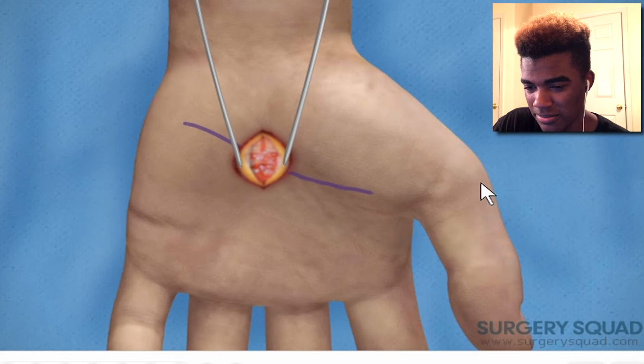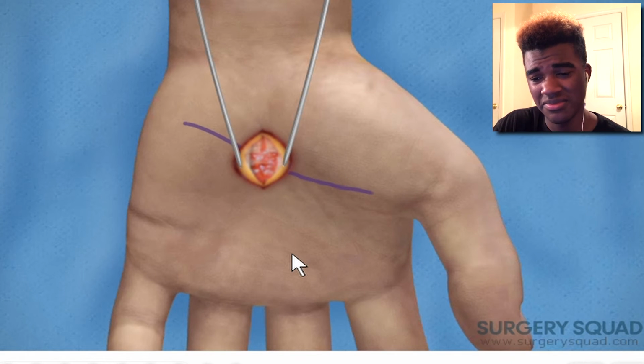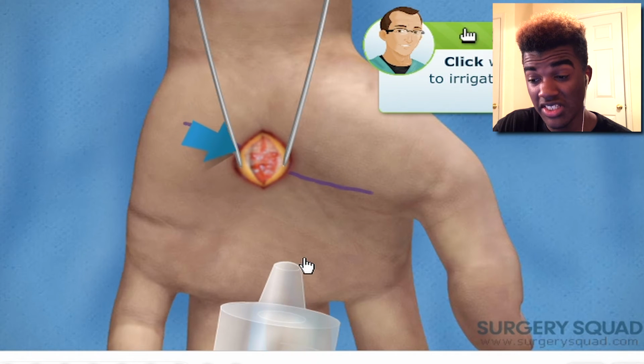Perfect. With the transverse carpal ligament cut, the median nerve is no longer inflamed. Now we can begin to clean and close the incision. Go ahead and irrigate the wound.